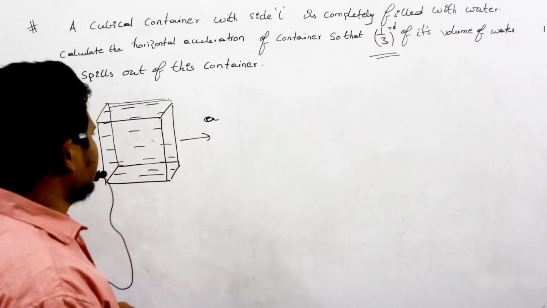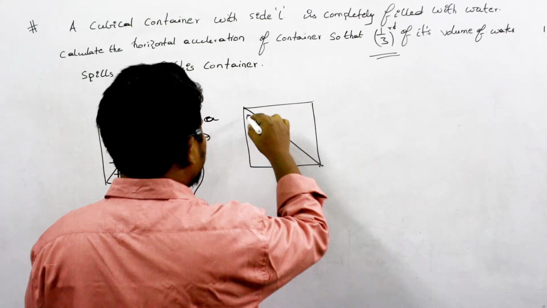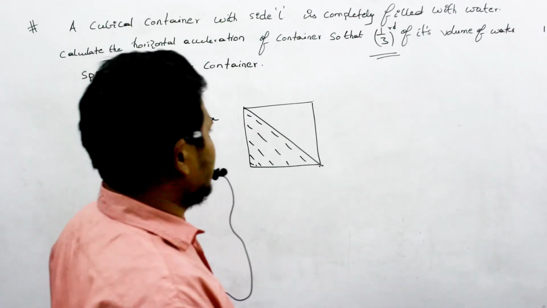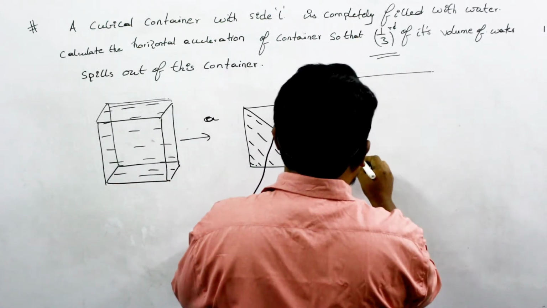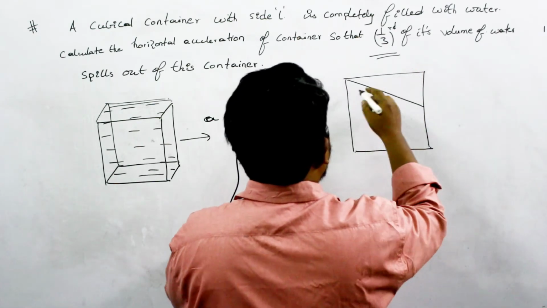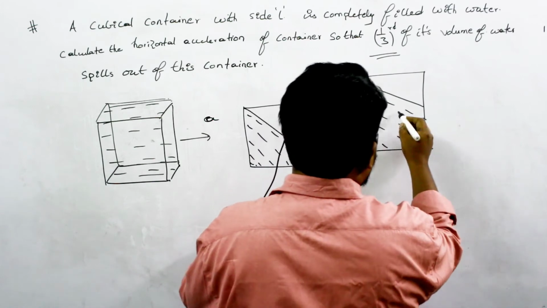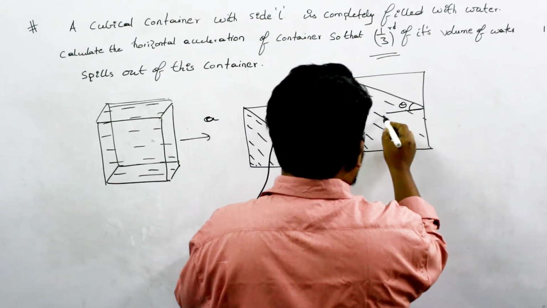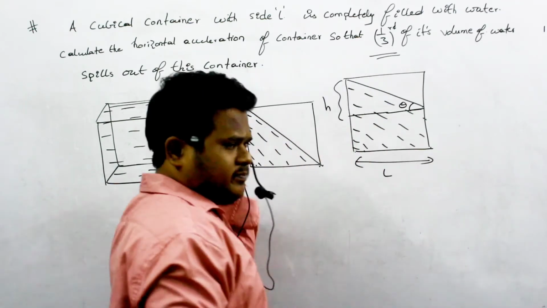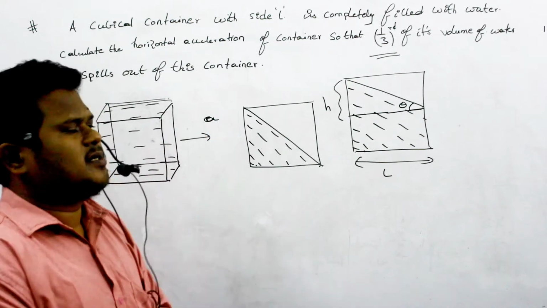So let us see how I can calculate. Previously, half of the tank means this much of the tank will be emptied, and very easily we have calculated the acceleration of this tank. Now the question is only 1/3, so I can say that only this much amount of the tank is emptied. And these are the equipressure lines which are formed. So if I can calculate this angle theta, or if I can calculate this height h, the length of the cube is already given. So if I can calculate this height, very easily I can calculate the acceleration of this system.